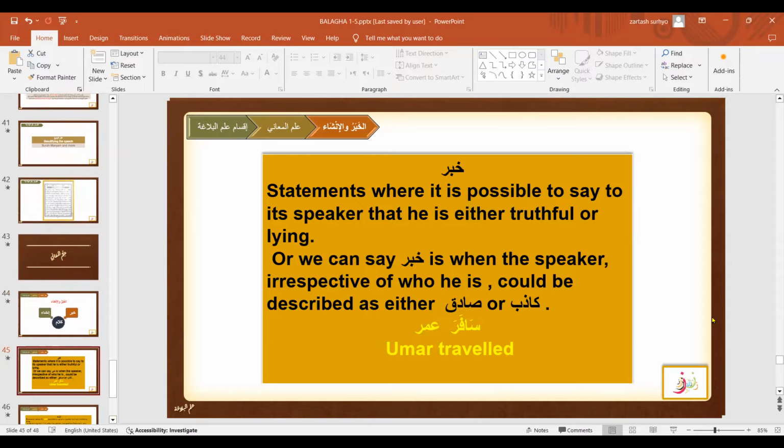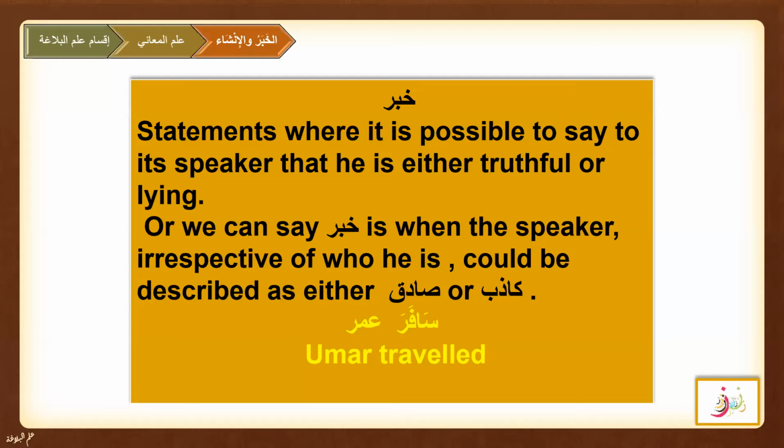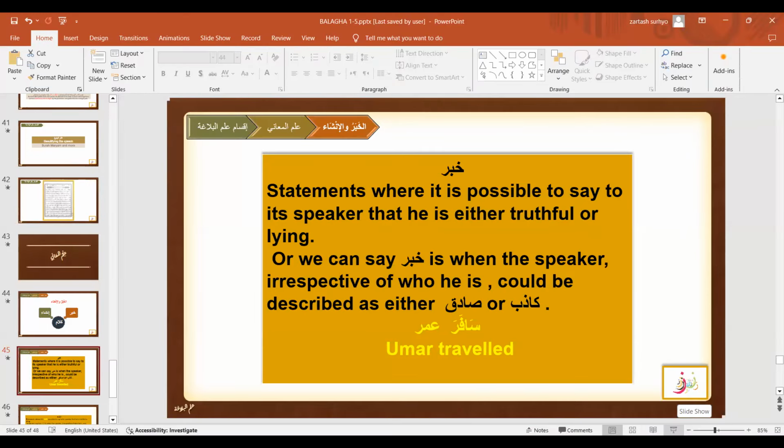All right, so here, khabar are the statements where it is possible to say to its speaker that he is either truthful or he is lying. In khabar statements, all these statements where it is possible for us to say to the speaker whether he is speaking truth or whether he is lying. Or we can also say that khabar is when the speaker could be described as either he is kazib, a liar, or he is sadiq, truthful. So it can be said that khabar are those statements in which we can say to the speaker that he is truthful or he is lying.